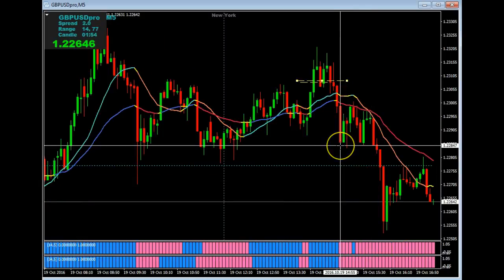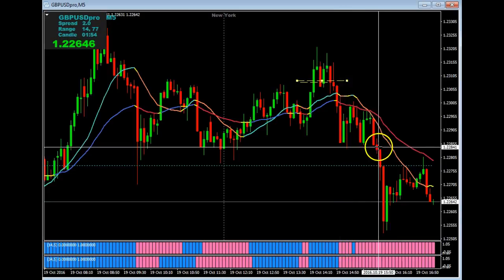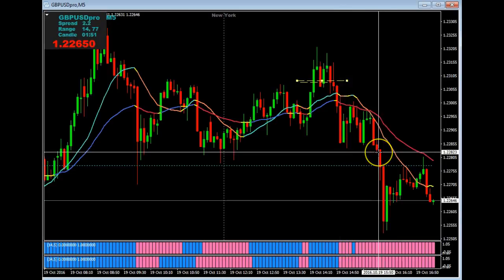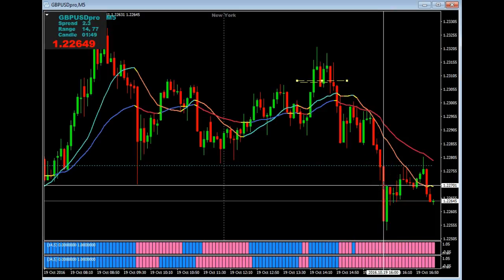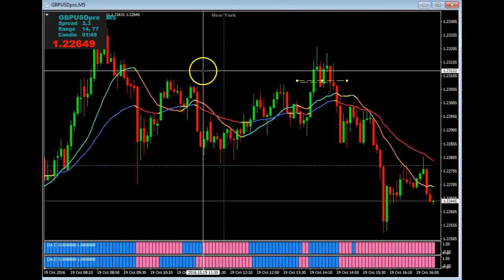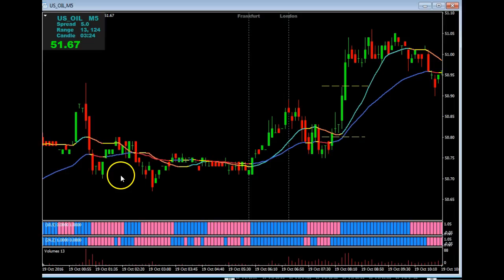This was nothing, and this was potentially the real signal, but it was very, very close to the daily pivots, and in any case, was way after our cutoff time. Very good day on oil too.